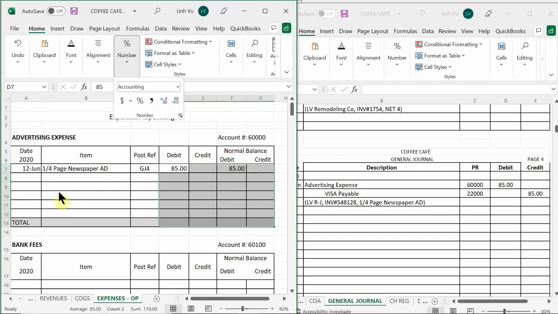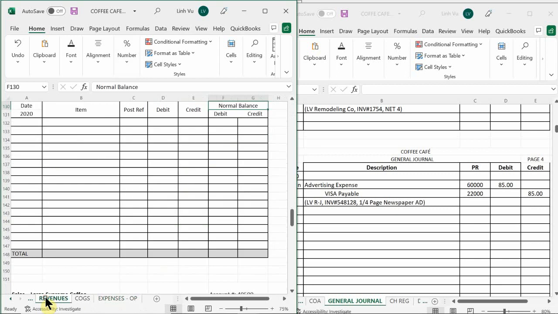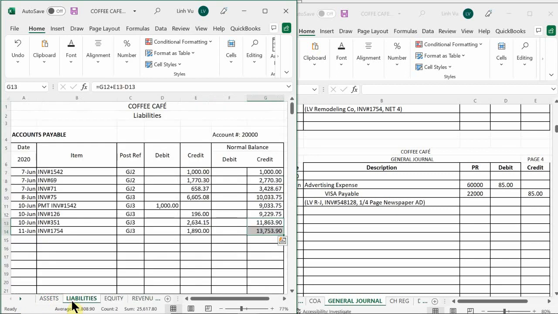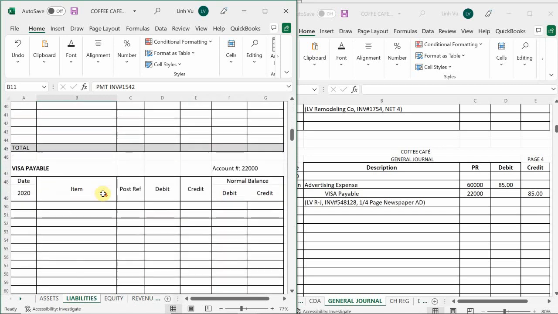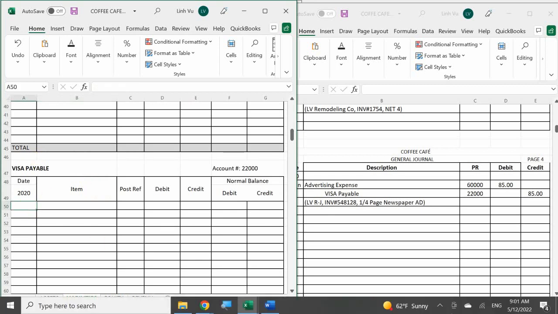Okay. And then, let's see. We now owe money on a credit card. So it's not an accounts payable, right? Because we designated it on our credit card, which is the Visa payable. So this is our very first credit card transaction here. Okay? June 12th. What did we do?